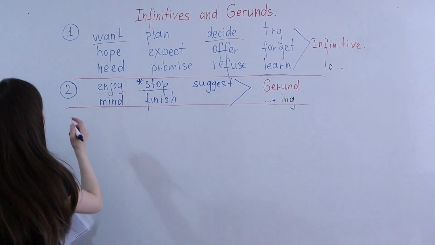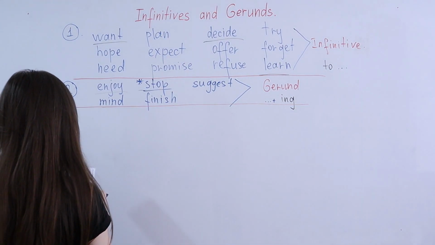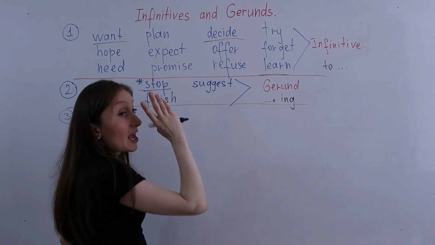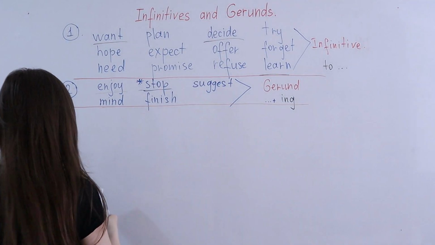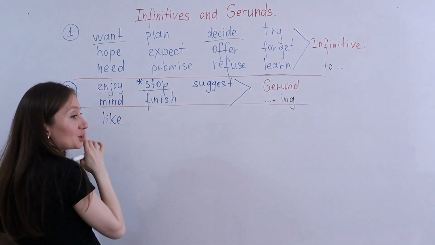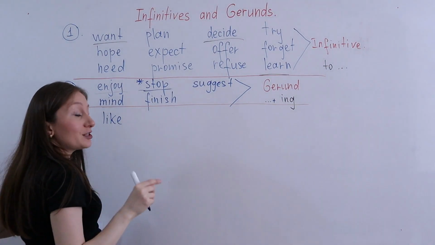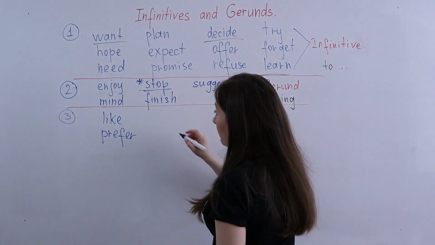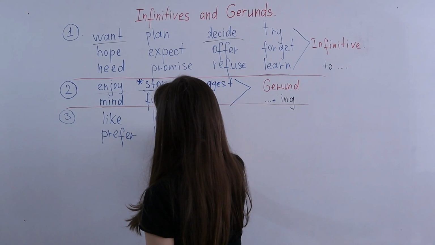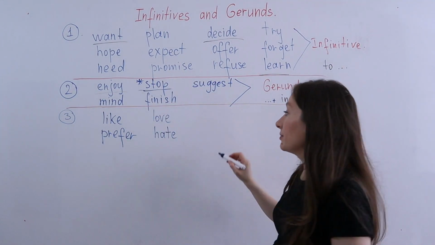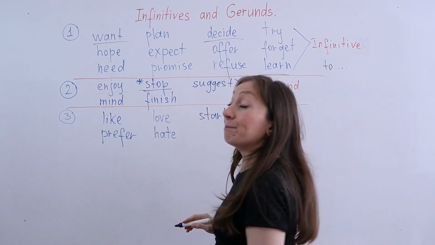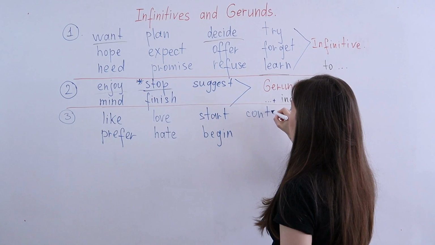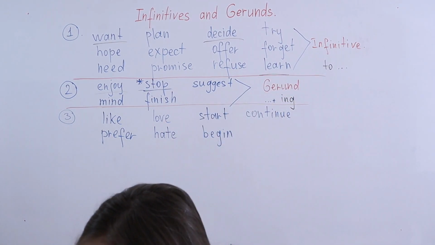Number three is, I will write the verbs after which we can use both infinitives and gerunds. So the verbs are the following. Like, do you remember the example with I like dancing? I like to dance. Next, prefer. Next, love. Next, hate. All right, start. Begin. And continue.